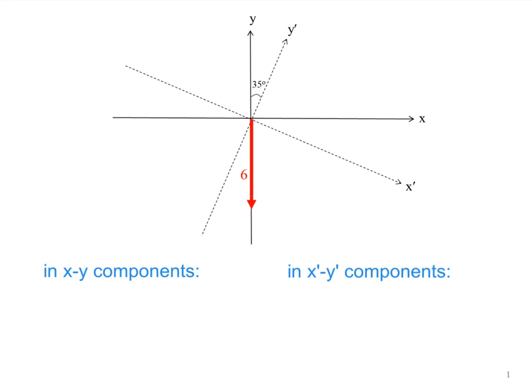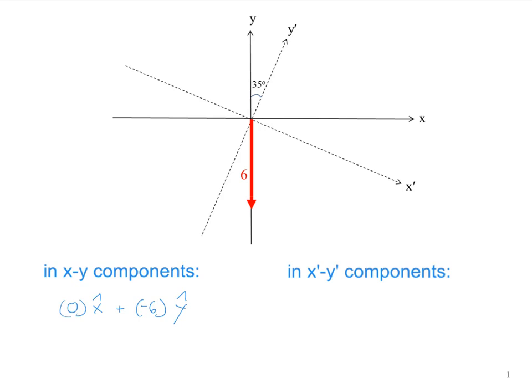So we can simply write this vector as 0 units in the x-hat direction plus negative 6 units in the y-hat direction. The idea being that this vector has length 6, but it's pointing in the negative y direction, hence the minus sign in the negative 6 here. Now that was pretty straightforward.